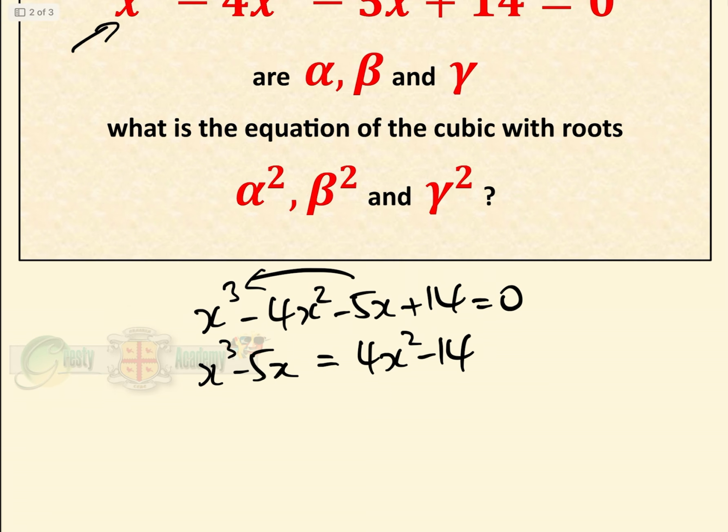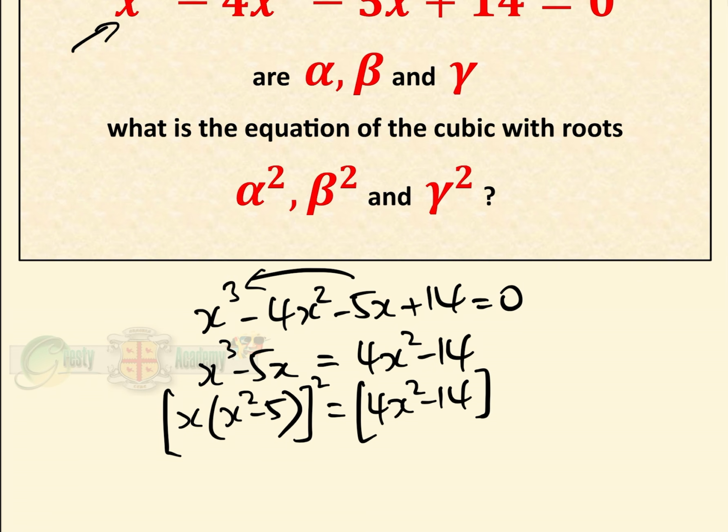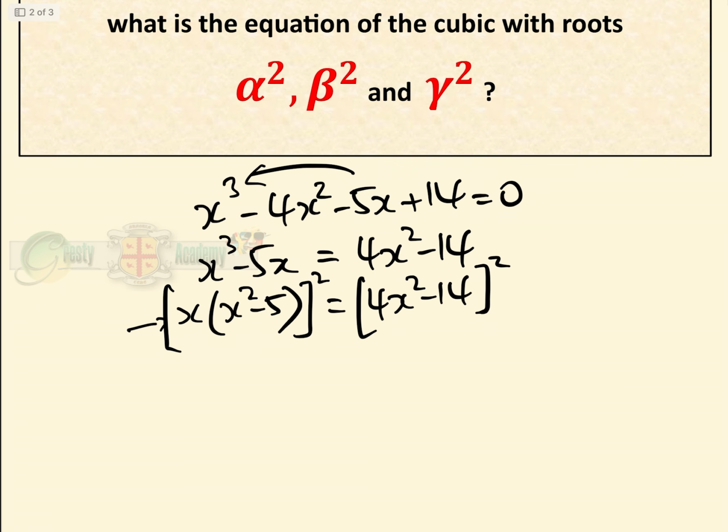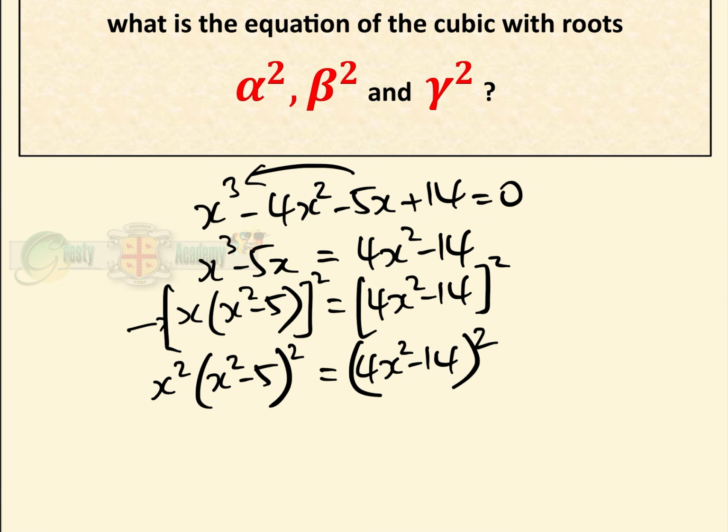And now what we're going to do is take x out as a factor here, x squared minus 5, and then we are going to square it, and we're going to square the other side as well. And now we can take that x squared out. So we've got x squared minus 5 squared is 4x squared minus 14 squared. Now the nice thing about this is everything is x squared. So all we need to do now is let y equal x squared, and the cubic that we find in y will be the one we seek, and its roots will be the squares of the roots of the cubic in x.